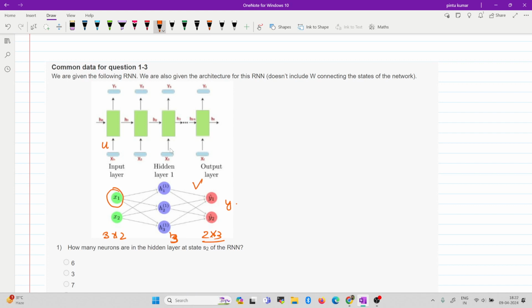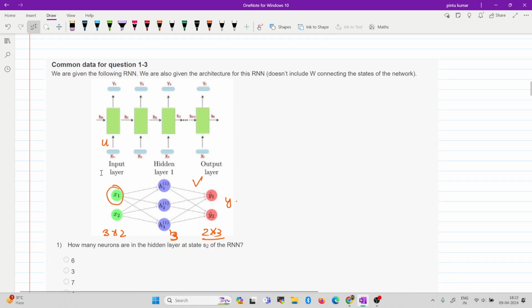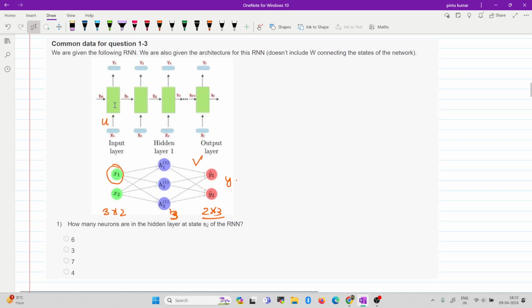Okay, so the question that is asked over here is, so this is one of these layers. This is the architecture of RNN that you have, and you will use the same architecture, but you will keep passing different inputs along with the states from the previous input.